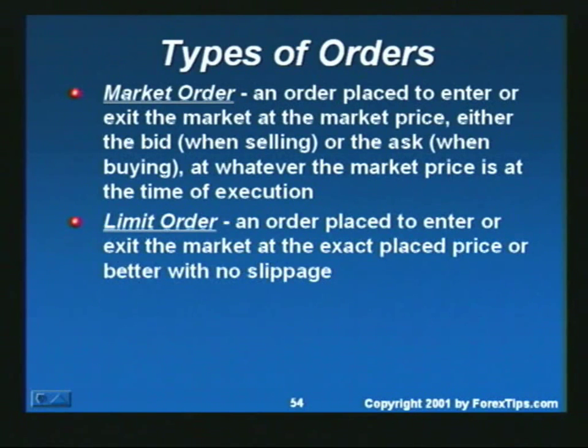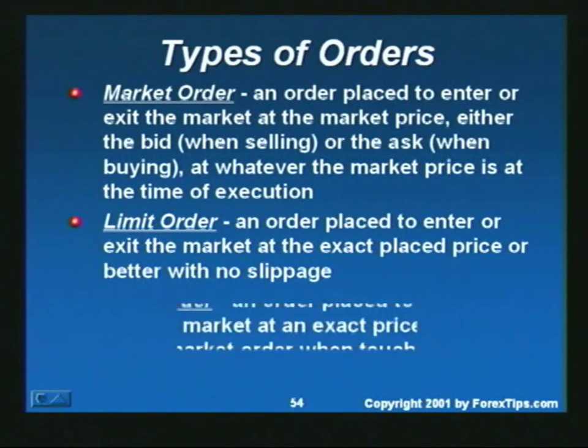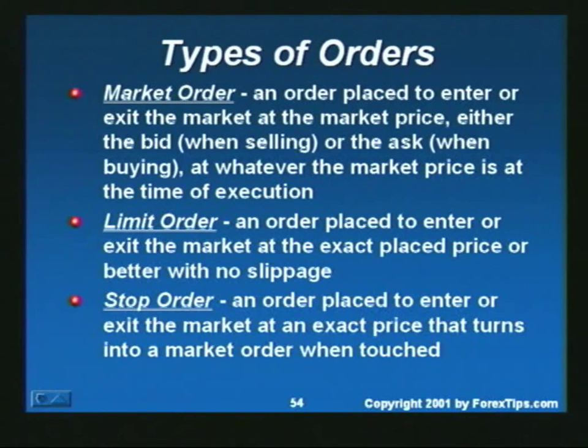A limit order is an order placed to enter or exit the market at a specified price. There will be no slippage on that, and you will get that price or better. A stop order is an order placed to enter or exit the market at an exact price, but as soon as the market hits that order, it turns into a market order and is subject to whatever the prices are at the market and can incur slippage. Not all stop orders incur slippage, but a large majority of them do.